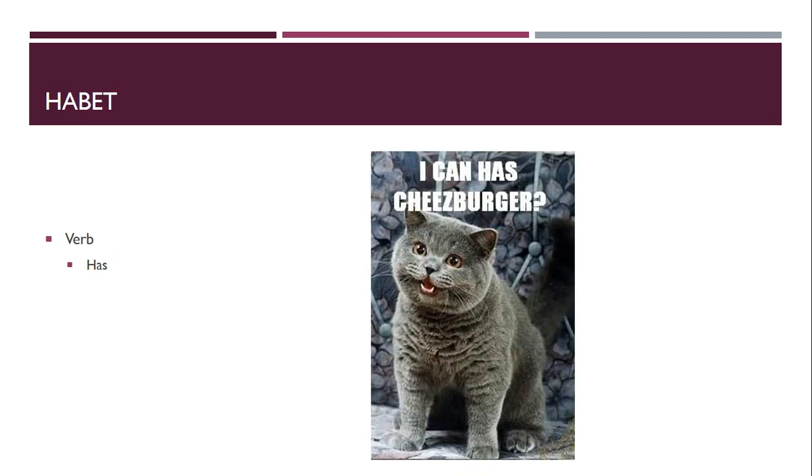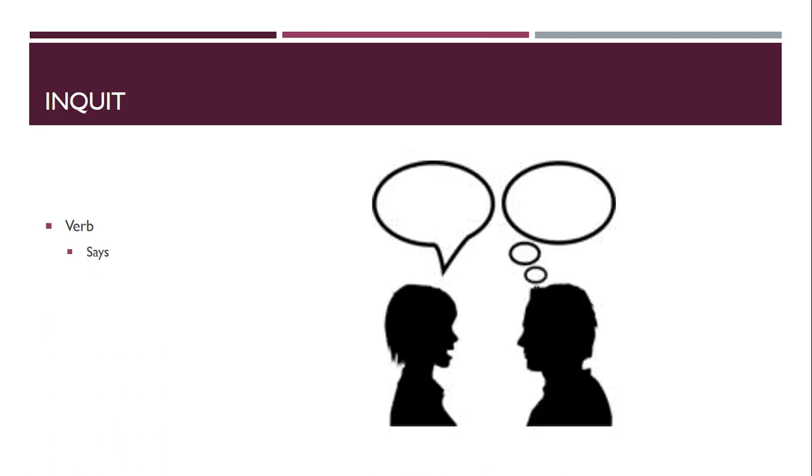Habet is a verb that means has. So feles cibum habet. The cat has the food. Hopefully its favorite, a cheeseburger. Inquit is a verb that means says, and we will oftentimes see it paired with quotation marks. So, pater ad matrem inquit salve. So the father says to the mother, hello.